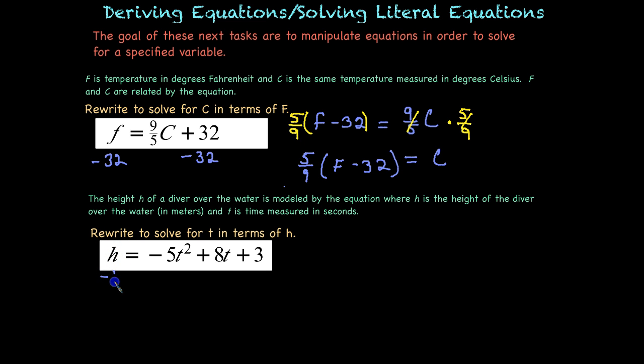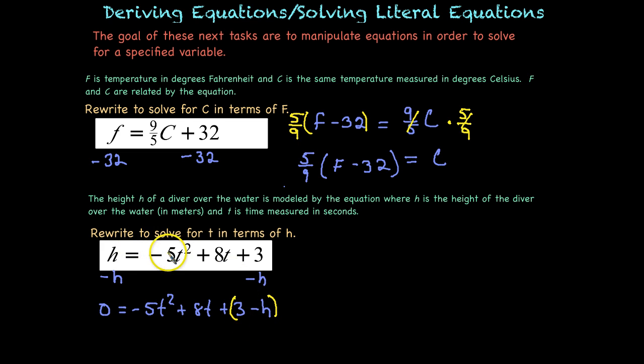In order to do that, we need to move the h to the other side. So we are left with 0 equals negative 5t squared plus 8t, and then we have plus 3 minus h on the end. One thing to point out is that this is our constant term, 3 minus h. We don't know what h is. It could be 5 or it could be 2, but this together is our constant term.